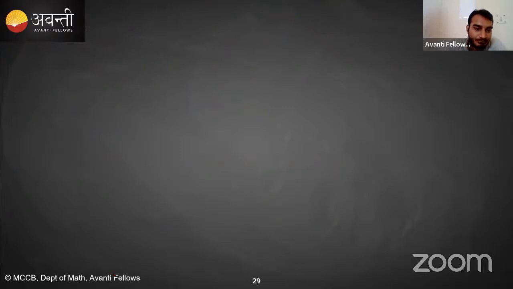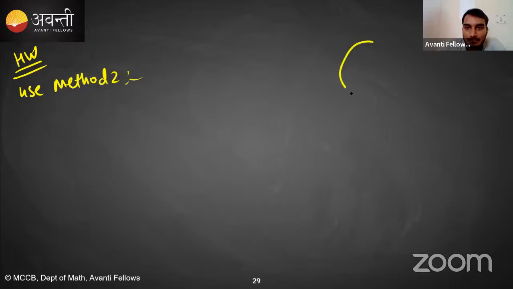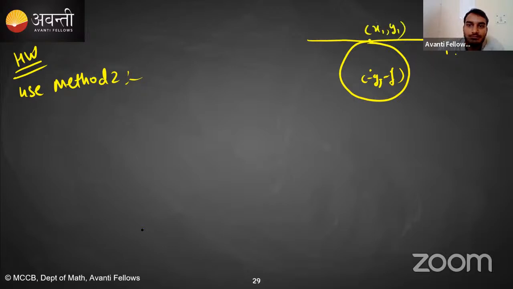What is the homework? Use method 2. This is a circle with center minus g comma minus f. T is the tangent, and this is the point, let's say x1 comma y1, call it point P. This is perpendicular, right? And the center is C.